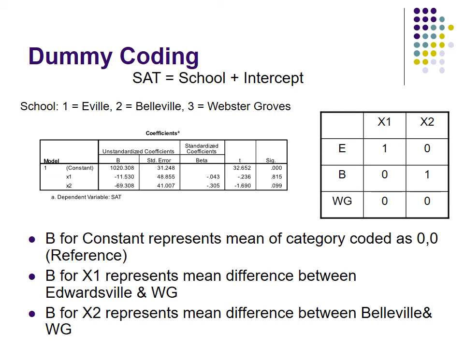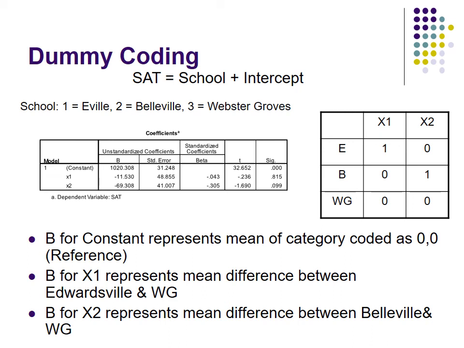So in this case, for example, if we're looking at Edwardsville versus Belleville versus Webster Groves, we have our first dummy code, which is 1 if you're from Edwardsville, 0 if you're from anywhere else. We have our second dummy code, which is 1 if you're from Belleville, 0 if you're anyone else. And that means that if we have a 0, 0, that means they're from Webster Groves, and that's the constant. So the constant is whether or not there's a significant relationship with that category.